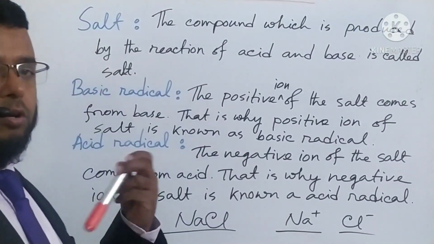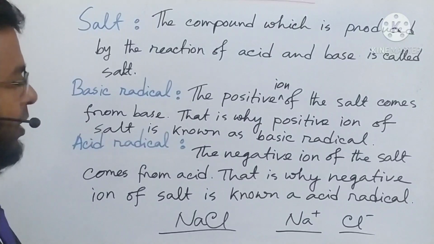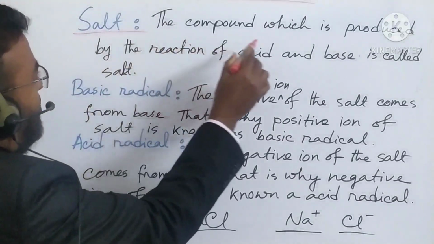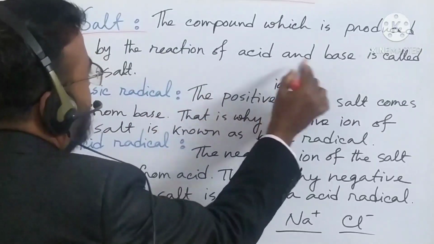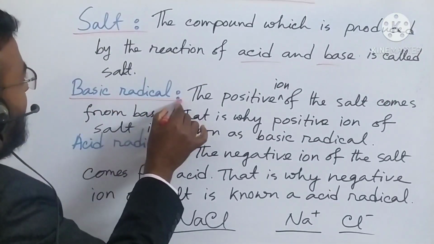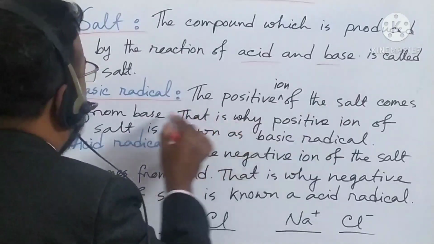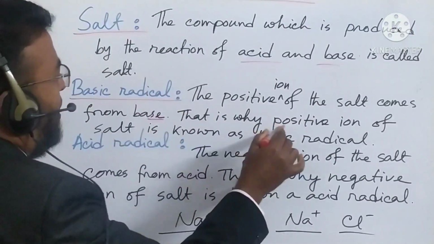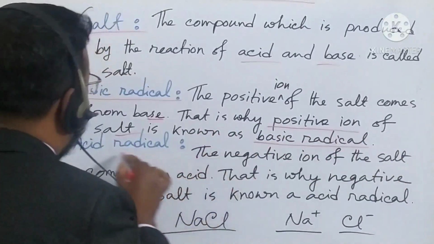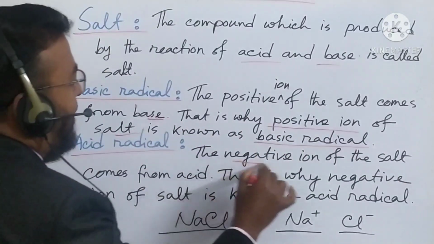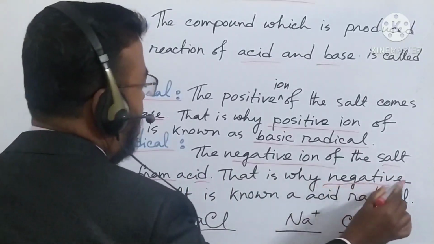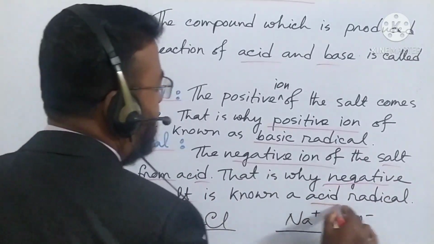Okay. Now all of you see the lesson. What I have given. First one, what is salt? So I have written the compound which is produced by the reaction of acid and base is called salt. Then what is basic radical? The positive ion of the salt comes from the base. That is why the positive ion of the salt is known as basic radical. Then what is acid radical? The negative ion of the salt, it comes from the acid. That is why the negative ion of the salt is known as acid radical.